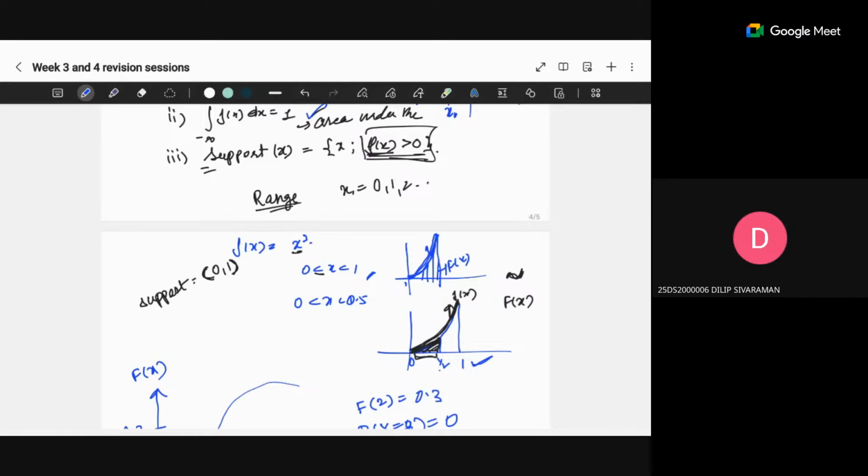Okay, so that is what I meant. When you say support, you should only mention where your probability gets over, which is basically when your CDF hits 1, whatever your PDF f(x) is. My f(x) should be greater than 0. The function should always be greater than 0.